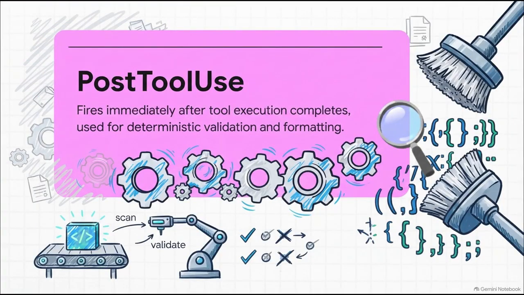Okay, so the code survives the blast door, the tool executes, and the files are successfully written. But our factory floor isn't quite done yet. Welcome to the post-tool use hook. If the previous hook was a heavy barrier, this one is a high-speed mechanical polishing brush. Firing immediately after tool execution completes, it doesn't just rely on the AI's language model to write perfectly clean code. Instead, it uses this programmatic hook to aggressively scrub and validate the raw output deterministically.